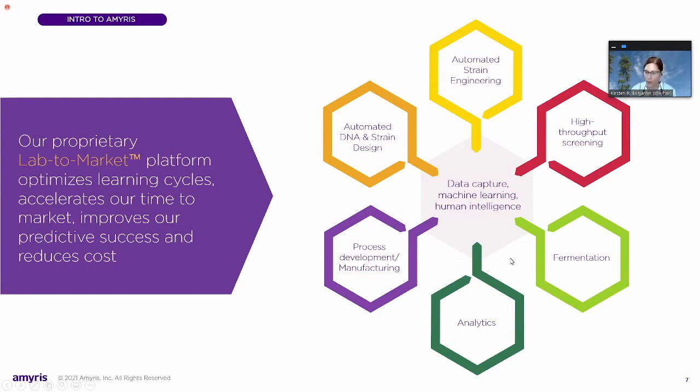And in all of the work we do, we capture all of the data and the metadata to enable and facilitate and accelerate learning by both machine learning and human intelligence. We take that learning then and we go back to the design phase and we redesign strains and go around and around the circle until our strains are good enough to begin intensive process development and manufacturing. I'm going to talk about the DNA and strain design and also the strain engineering, and then I'll hand it off to Mike, who will talk about the rest of this wheel.